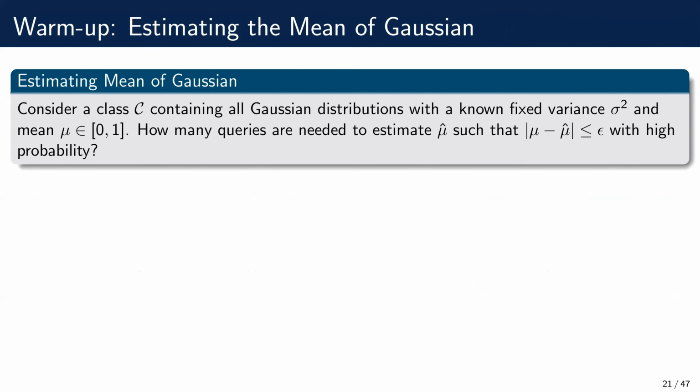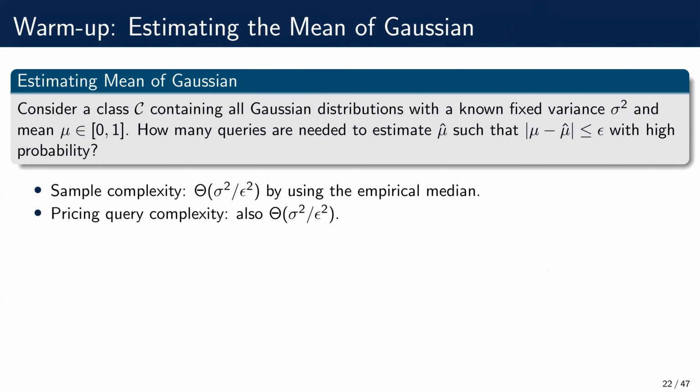A special case of this estimation is to estimate the mean or median of a Gaussian distribution. So what's the exact pricing query complexity for this problem? The sample complexity for estimating the mean is actually the variance over epsilon squared by using the empirical median. And we can show that actually we can use exactly the same pricing query complexity to find a good median.